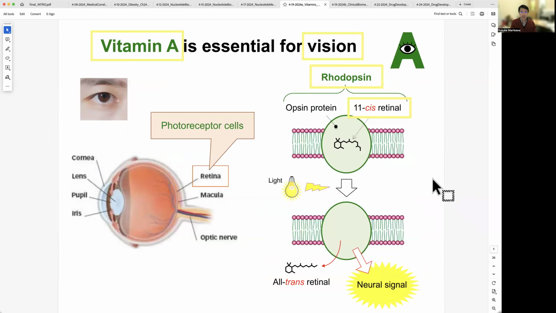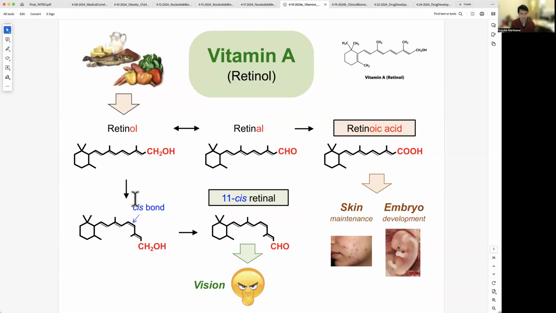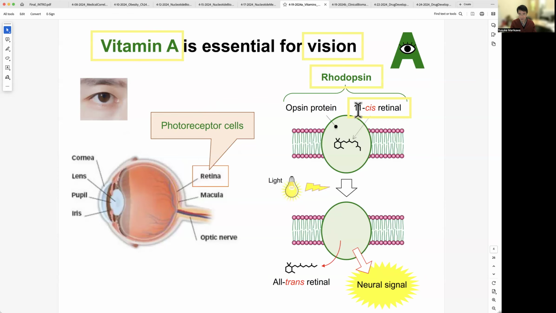What you need to know about vitamin A is that it's involved in vision. Specifically, it is a component of rhodopsin, a vitamin A derivative, specifically 11-cis-retinal. I didn't emphasize 11-cis-retinal here. You don't need to know this chemical conversion, but you need to know the name of this.